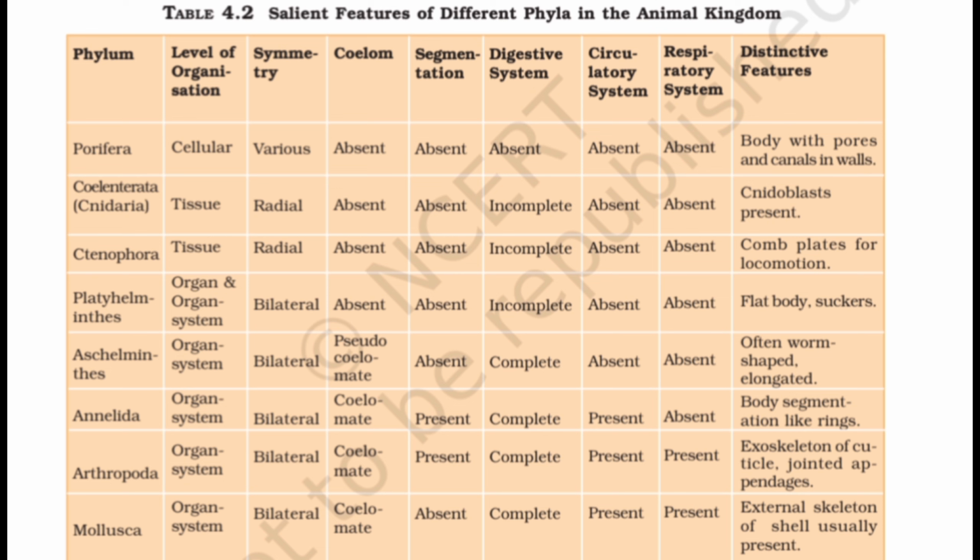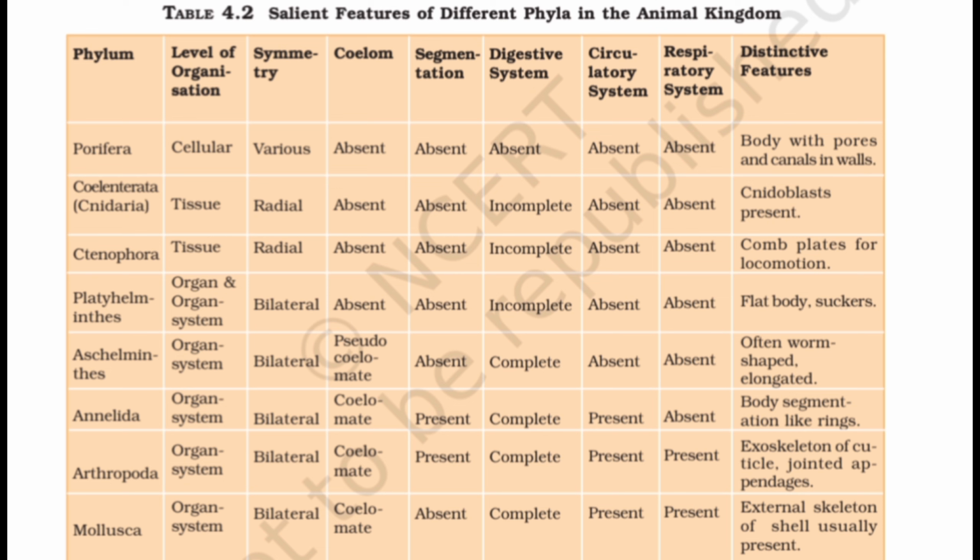The Coelenterata and Ctenophora can be commonly called CC brothers because they share common features. The next one is Platyhelminthes, which have an organ system level of body organization. But in the descriptive section, the NCERT says that they have an organ system, not organ level of body organization. So that is more relevant.